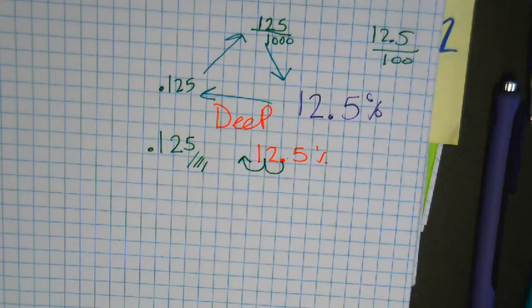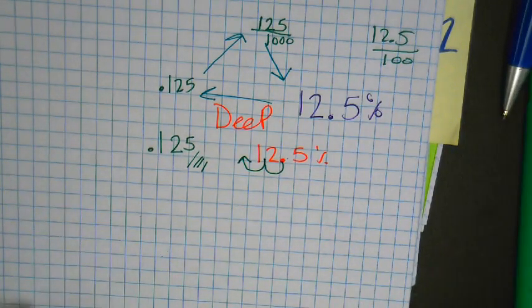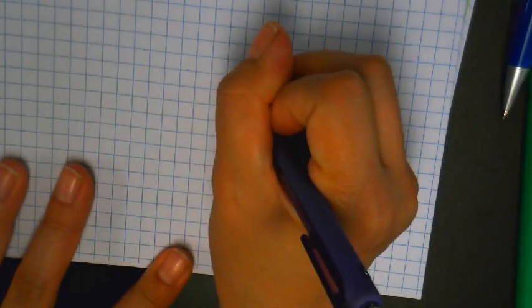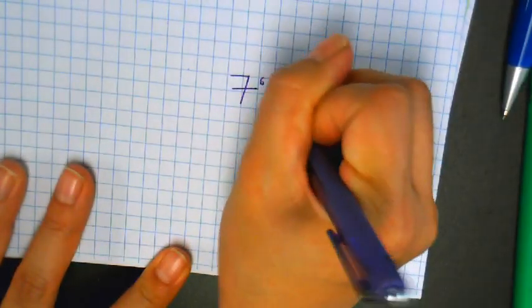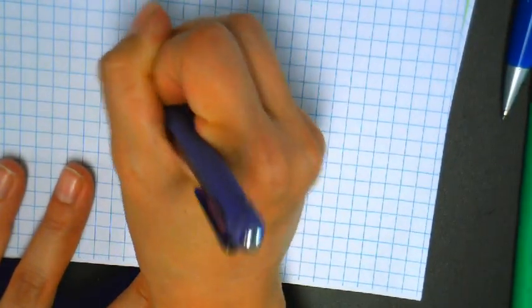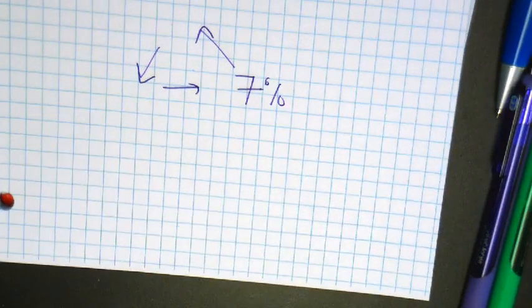All right, we're okay? Wait, if it's 1.25, then it should be 125 over 100. No, 125 over 100 will be 125%. I'm going to come back to you in a second. Can you guys do 7%? And I'm going to show Krista an example. So 7%, you guys do that.